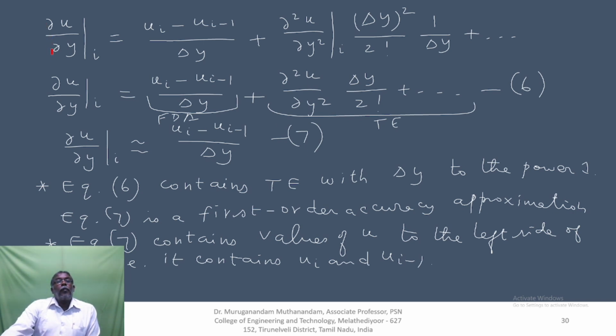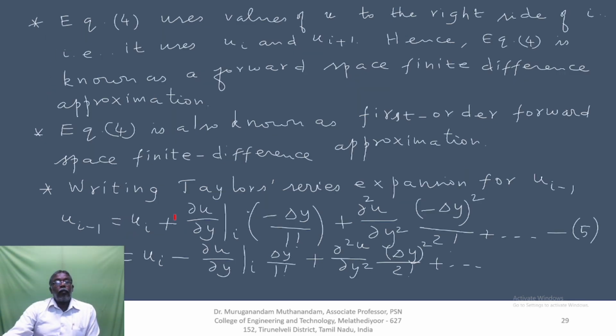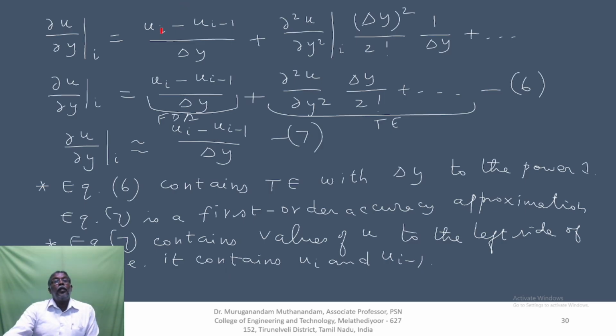So partial u upon partial y, once again we obtain from the fifth equation, that is, we bring this u_i to the other side, and we bring the other terms to the other side, keeping only partial u upon partial y on the left hand side. We obtain (u_i minus u_{i-1}) by delta y plus partial square u upon partial y square, delta y square by 2 factorial, into 1 upon delta y, plus etc. This equation is given as 6.